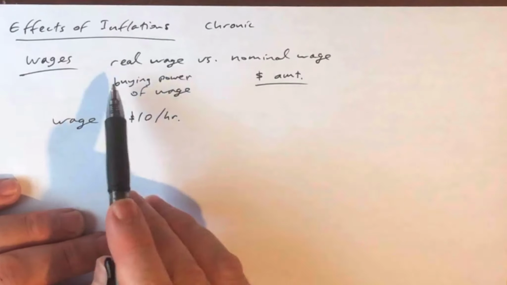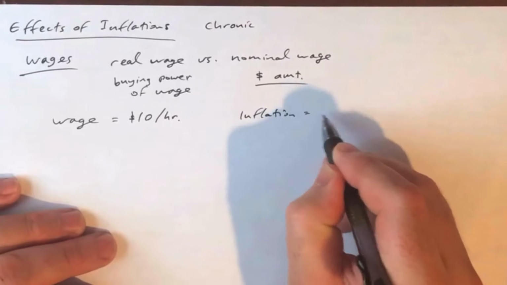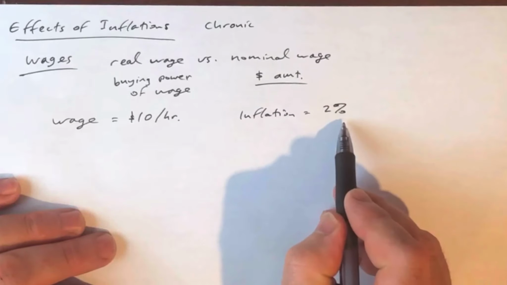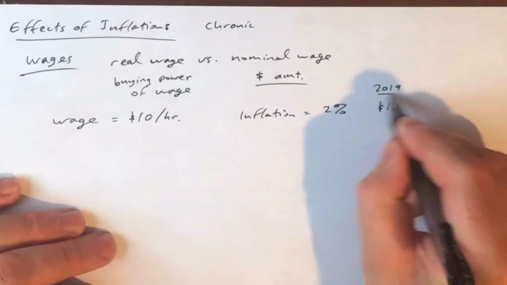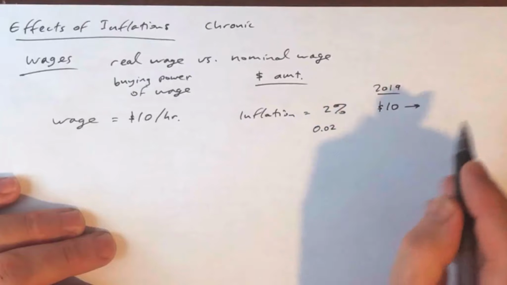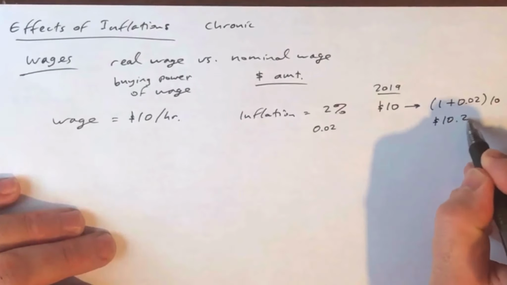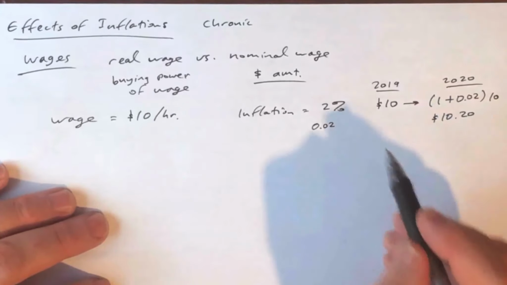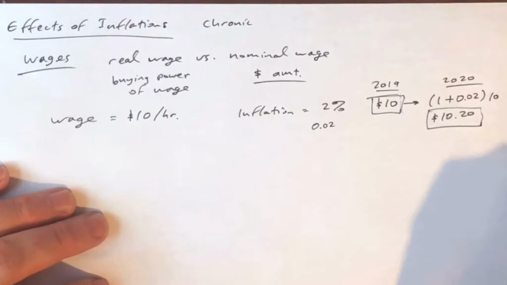Now, where it becomes real is we have to say, well, what is going on with inflation? Let's say that inflation is equal to 2%. By the way, this is considered a low inflation. What this means is something that costs $10 in one year, let's say in 2019, is going to cost how much more? We take that 2%, which is 0.02, go 1 plus that, and multiply it by the $10. When we do that, we get $10.20. So if we have 2% inflation between 2019 and 2020, then that which costs $10 in 2019 costs $10.20 in 2020.